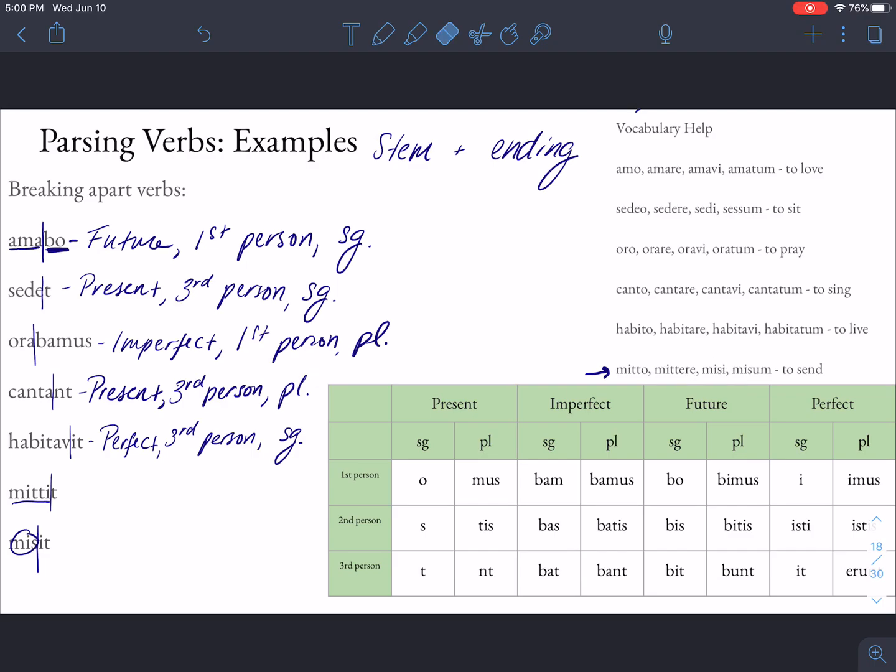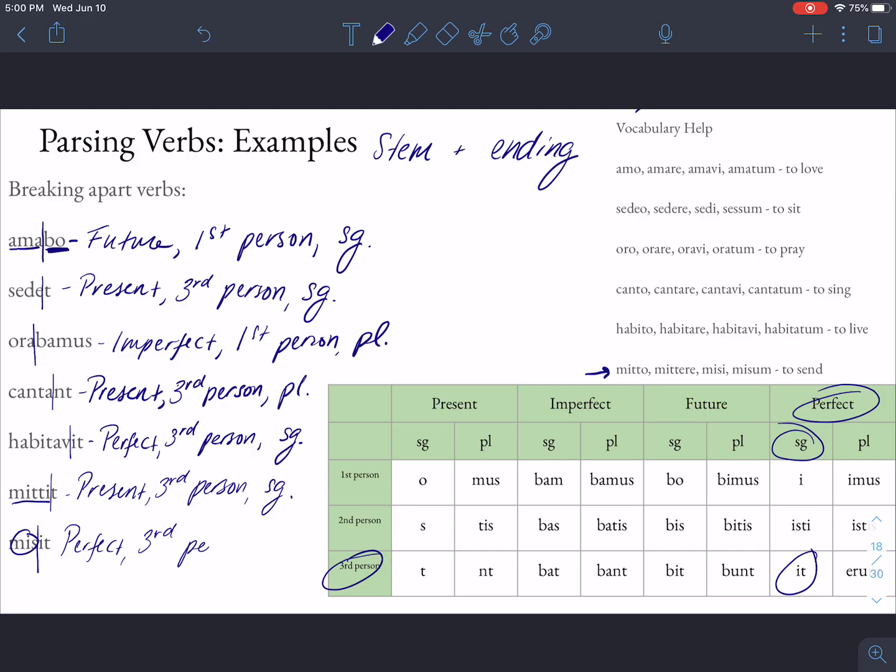We'll talk a little bit about that in just a little bit, but for now, let's just parse. If mittet ends in t, that means it's present, third person, and singular. So we're going to write that. Whereas misit is over here. That's perfect, third person, and singular. So we've just parsed all of those verbs.